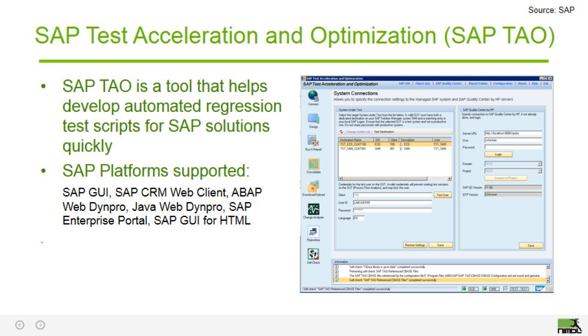This is a Generation 3 test automation tool. The paradigm shift over here is getting away from record and playback, but doing a recording and creating what's known as components. And individual components are strung together to form an end-to-end test script. Okay. SAP TAO is used mainly for SAP test scripts, and it supports multiple platforms within SAP, such as the GUI, CRM Web UI, ABAP Web Dynpro, Java Web Dynpro, Portal, and GUI for HTML.